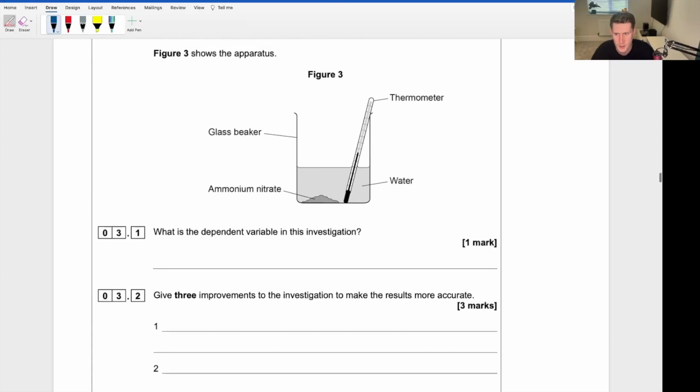We've got a lovely diagram there of what we're doing, and it says, what is the dependent variable for this investigation? Right, well, for my variables, I remember this mnemonic: don't mess in class. And each letter tells me the variable. D for dependent is something we measure, and the independent is something we change. So we want the dependent, so we're thinking, what are we measuring in this experiment? Now, we've got a thermometer here, and that's what we're going to be using to measure our temperature change. We measure it at the start and then at the end.